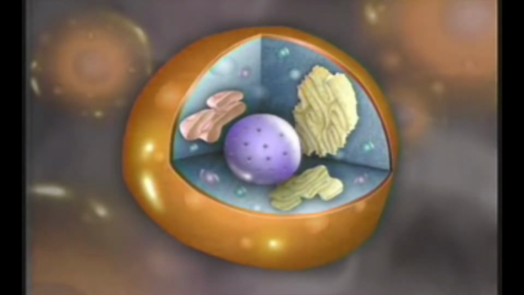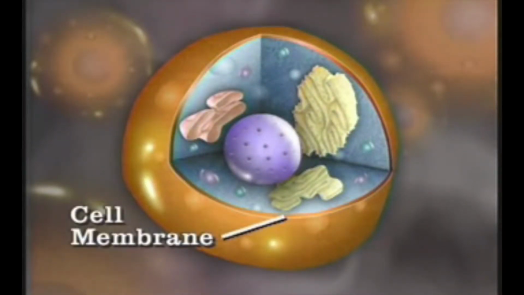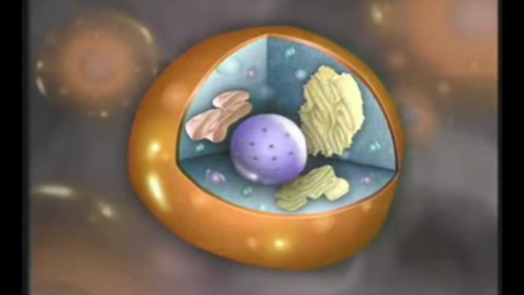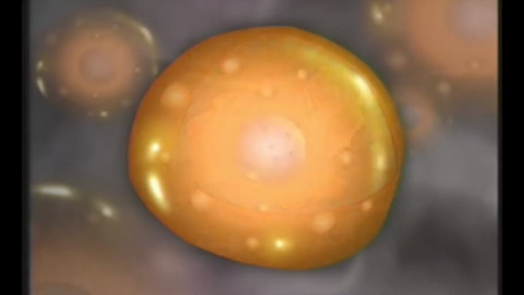Surrounding the outside of the cell is the cell membrane. This membrane is very thin, only about 1/100,000th of a millimeter thick. A photograph of a cell membrane taken with the help of an electron microscope reveals that it has 3 layers, 2 dark outer layers sandwiching a clear middle layer. The cell membrane acts as a boundary between a cell and the environment outside, but it also allows certain substances to pass in and out.